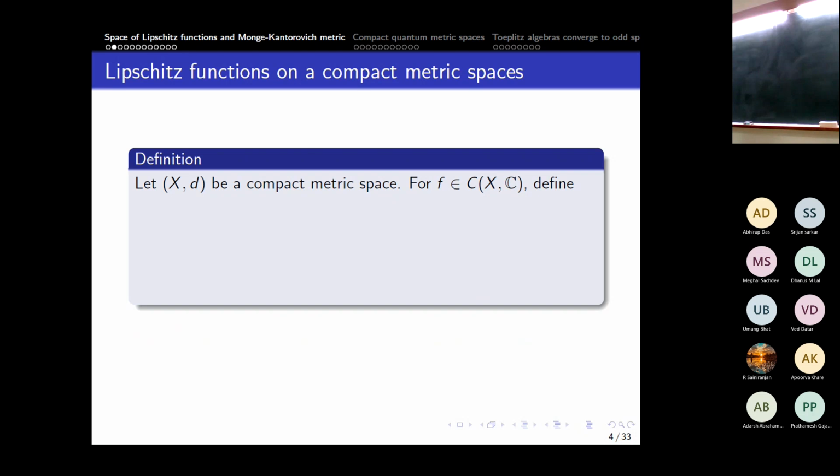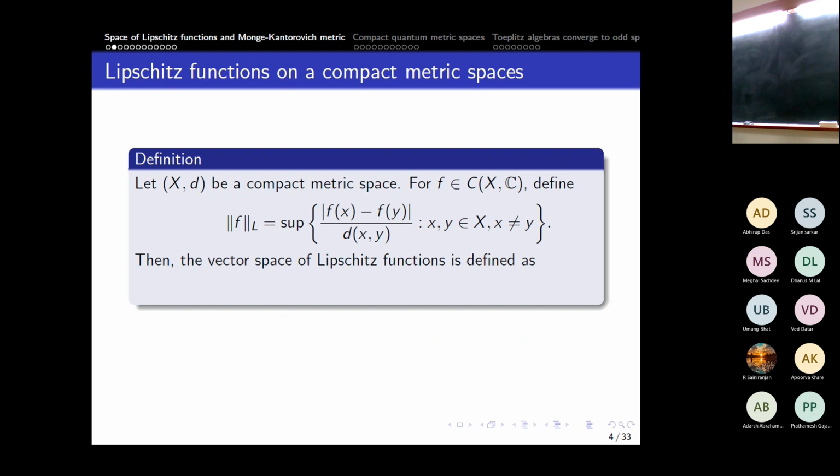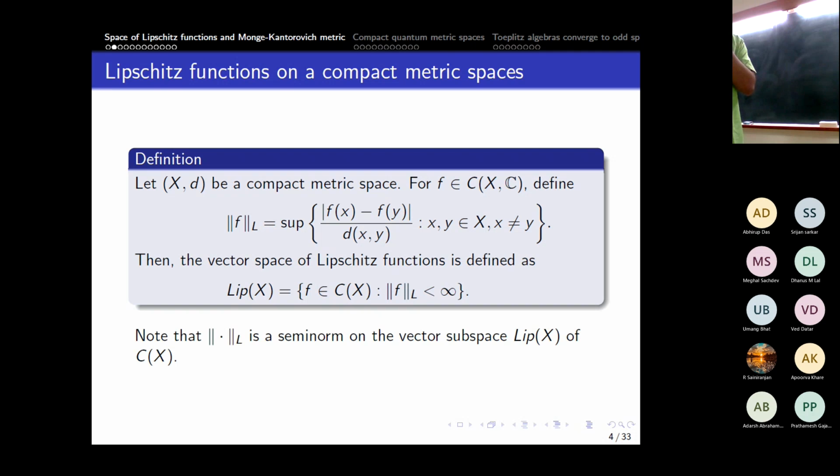So let me start with the very basic definitions of Lipschitz functions. Throughout the talk, we'll take X to be a compact metric space. For a continuous function, we can define this quantity, which is the supremum of |f(x) minus f(y)| upon d(x,y). This quantity is related to Lipschitz functions. A function is Lipschitz if and only if this quantity is finite. The space of Lipschitz functions is a vector space under the usual coordinate-wise addition, multiplication and scalar multiplication. It's clear that this is actually a semi-norm.